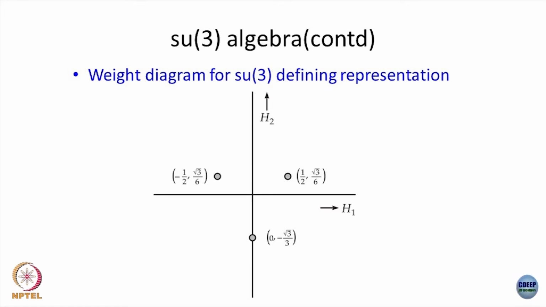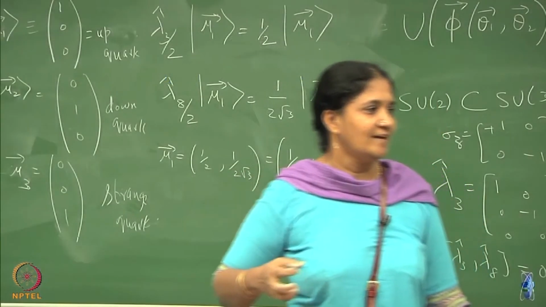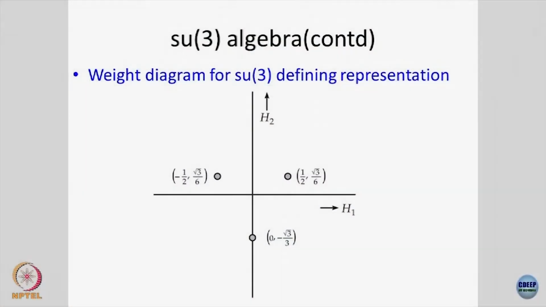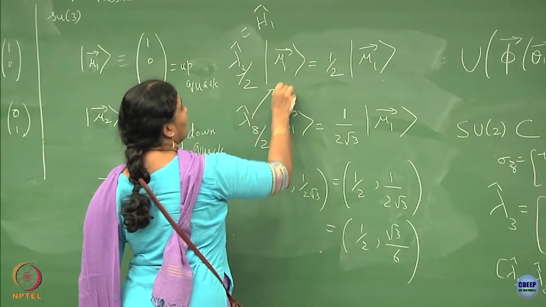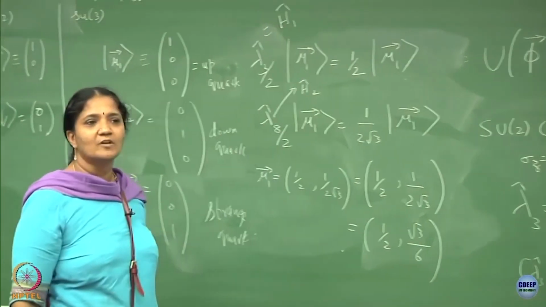As you increase the number of diagonal generators, the weight vector diagram will become 3-dimensional, 4-dimensional, and so on. But at least algebraically I can write it down, and plotting I could do this way. Definitely for SU3 in a 2-dimensional plane, the axes are the H1 eigenvalues and the H2 eigenvalues. I am calling lambda 3 by 2 as H1 and lambda 8 by 2 as H2. Okay, this is the notation.